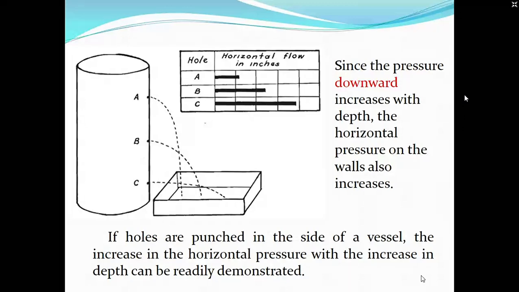So thus, horizontal flow is given here, trajectories of flow, since holes are punched in the side wall of that vessel, and this shows that pressure increases with depth, judging by the horizontal flow and trajectory correspondingly. The pressure downward increases with depth in this very example.